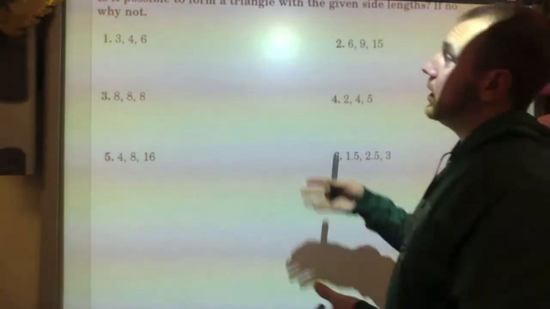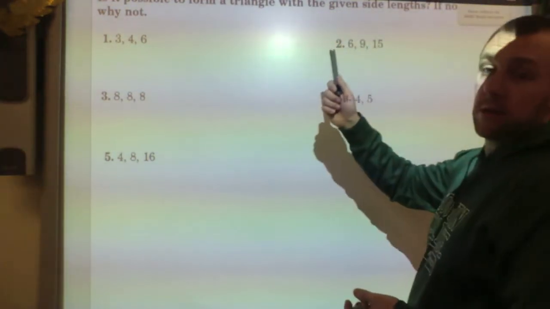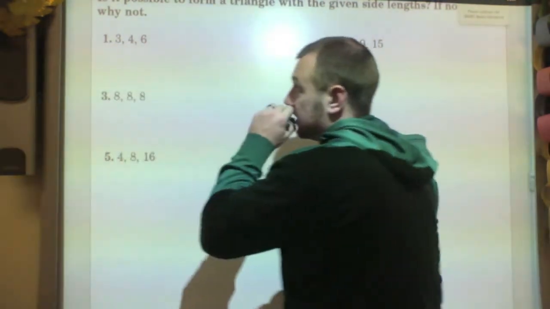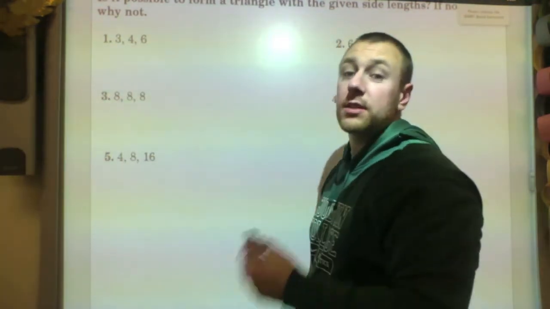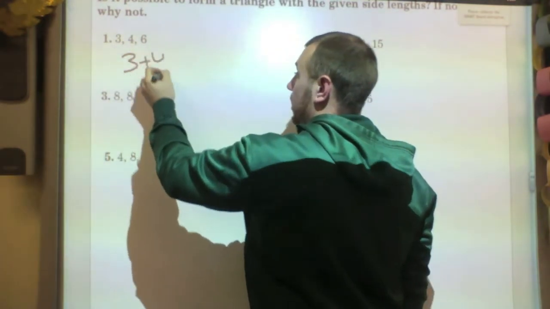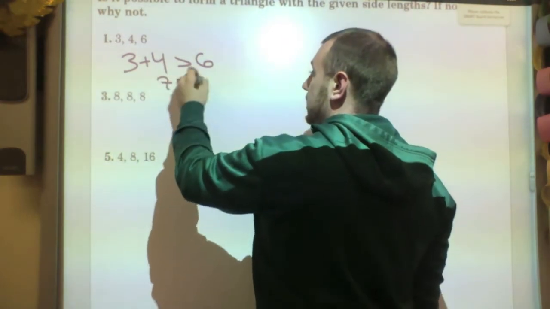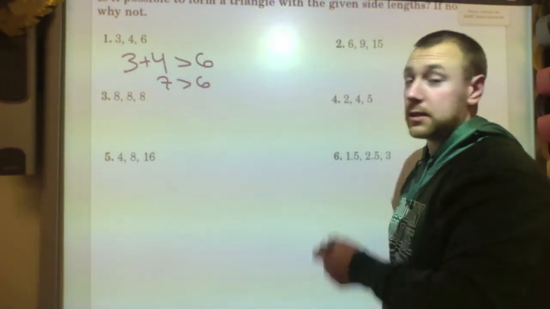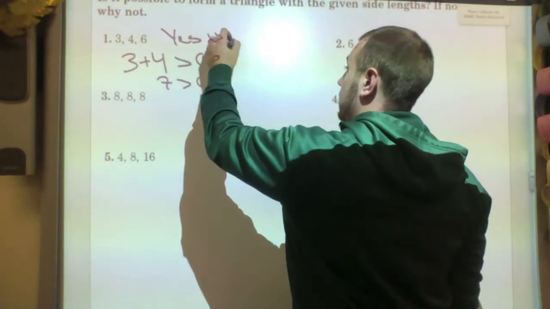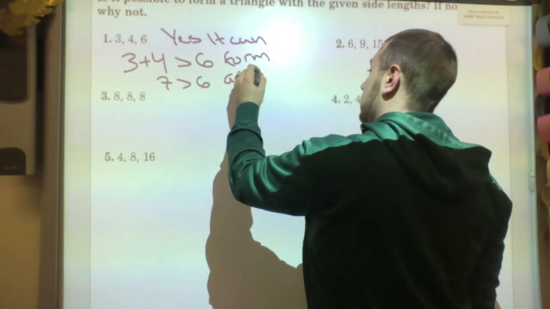Is it possible to form a triangle with the given side lengths? So if I give you the side lengths 3, 4, and 6, well, 6 is the biggest side. So all I do is go 3 plus 4, is that bigger than 6? So 7 is bigger than 6? Yes, it is. So yes, it can form a triangle.